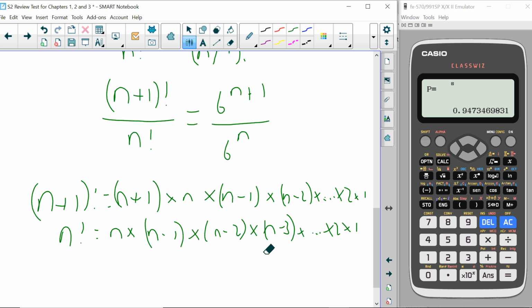Now, think about if I'm dividing these through. What am I actually going to be left with? Well, the n's will cancel. The n minus 1s will cancel. The n minus 2s will cancel. The n minus 3s, all the way down to the 2s and the 1s. All I'm going to be left with when I divide is n plus 1.